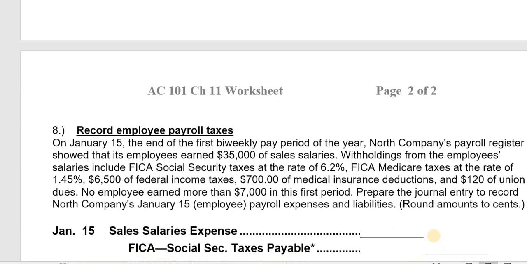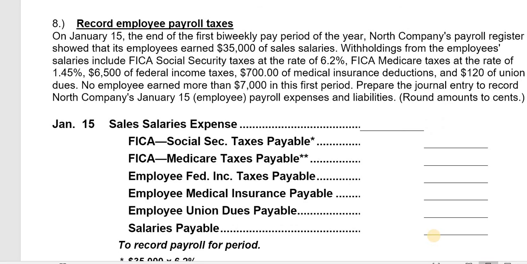Moving on to the back. Number 8, we're going to record employee payroll taxes. January 15th, the end of the first biweekly pay period, North Company's payroll register showed that employees earned $35,000 in sales salaries. Withholdings were Social Security tax at 6.2, Medicare at 1.45, $6,500 of federal, $700 medical insurance, $120 for union dues. No employee earned more than $7,000 for the first period.